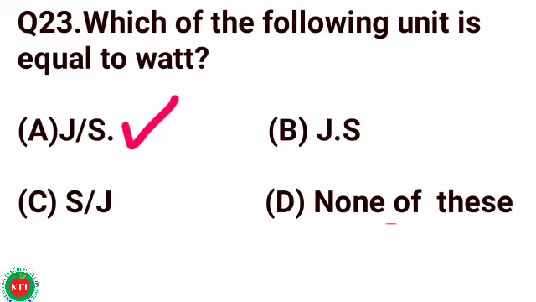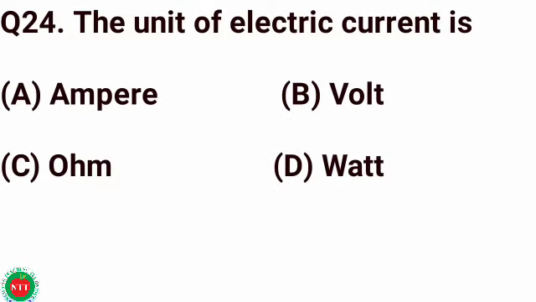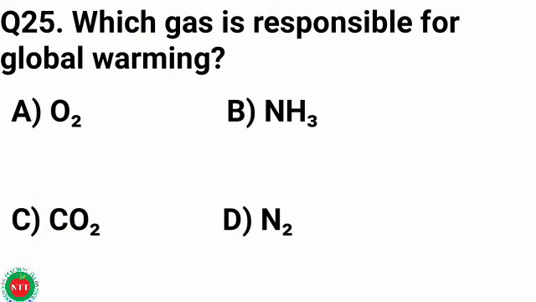Question number 24. The unit of electric current is A. Ampere, B. Volt, C. Ohm, D. Watt. The right answer for this question is ampere. Question number 25. Which gas is responsible for global warming? A. O2, B. NH3, C. CO2, D. N2. The right answer for this question is CO2, carbon dioxide.